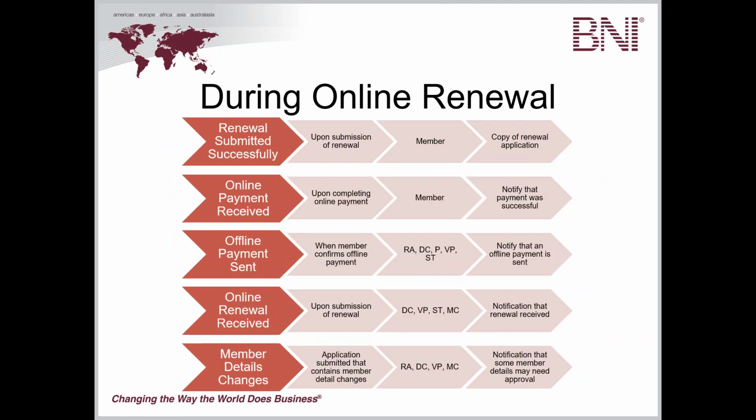During the online renewal, a bunch of people get notified as to what step of the process they're in, when the payment was received, if an offline payment was sent, to keep an eye out for a check, for example, when the online renewal was received, and if the member made any of those detail changes. So if they changed their name or they changed their category, a separate email is sent saying, warning, warning, warning, some changes were made. Here's what it was before, here's what it is now.